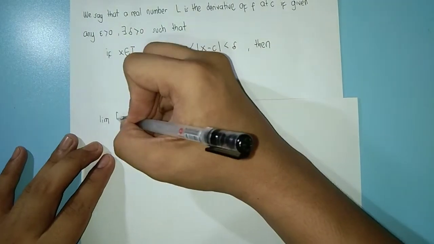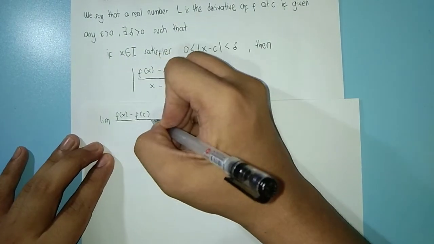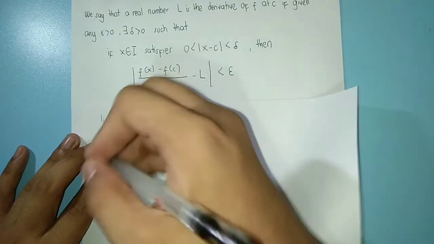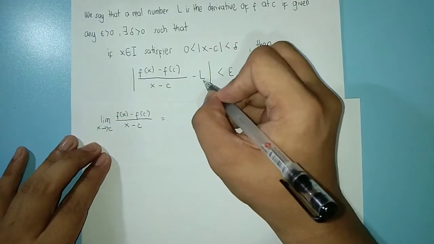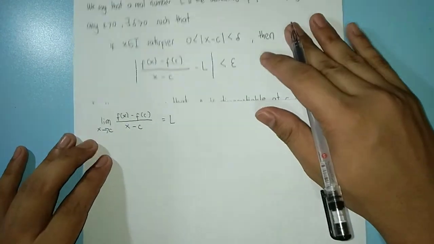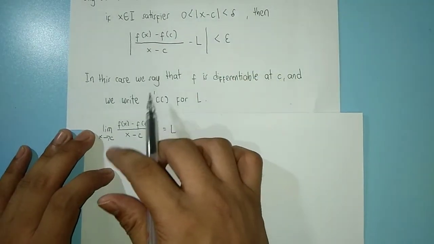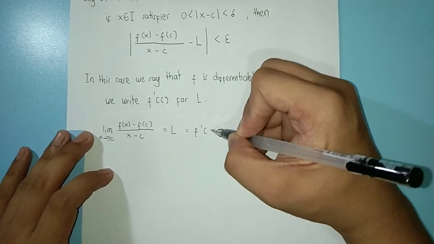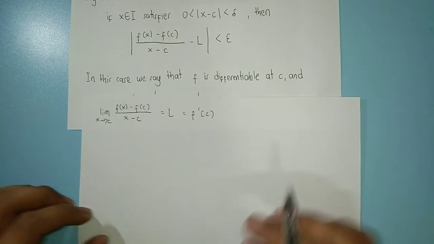of f of x minus f of C, all over x minus C, as x approaches C, is equal to L. And we write this as this symbol. So that will be f prime of C. Okay? Now, what does that mean?